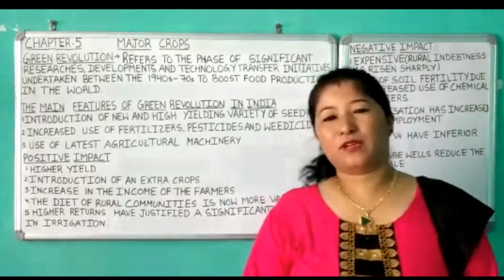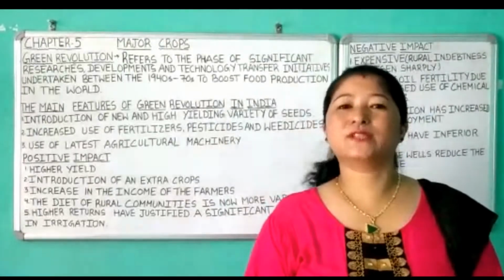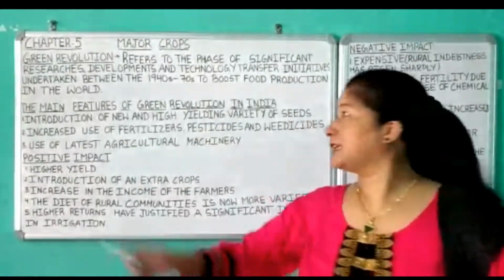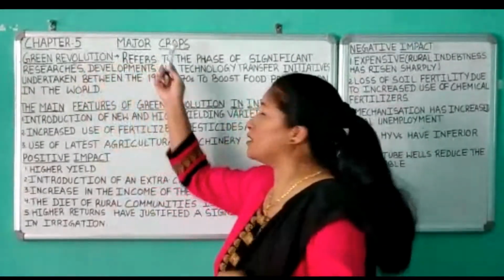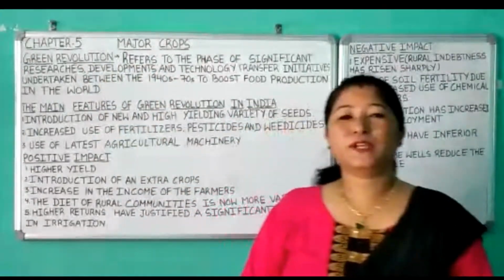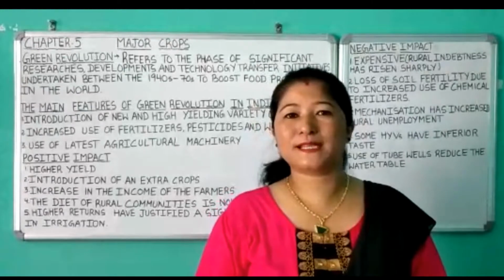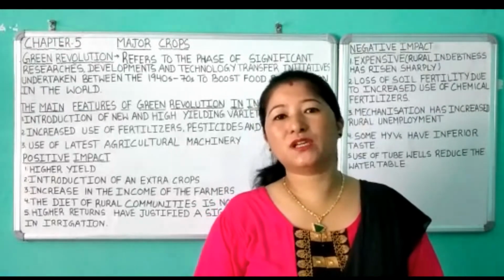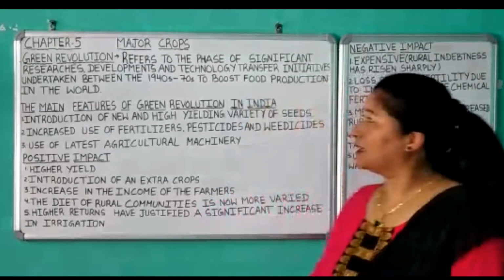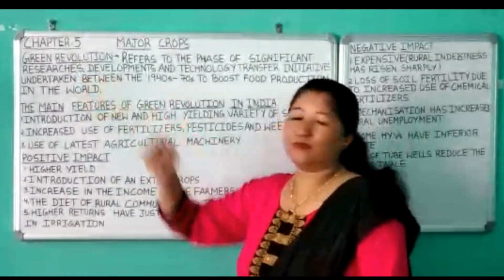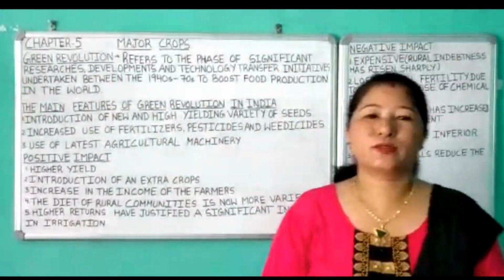Good morning, dear children. Today also we'll continue with the same lesson in geography, that is chapter number 5, major crops. So in the previous classes, we have learned about the different types of food crops and the cash crops grown in the world. So today we'll take another topic, that is green revolution. So what is this green revolution?